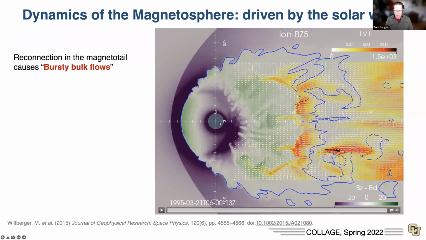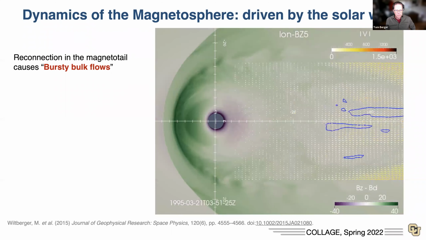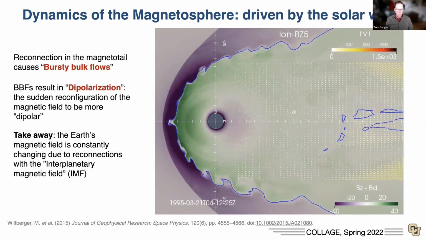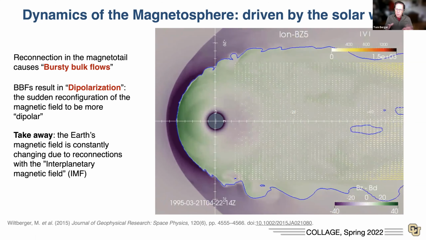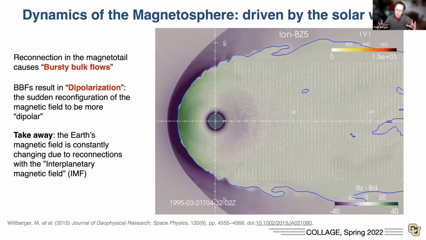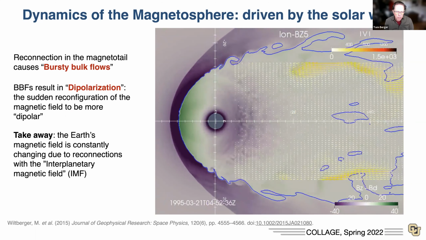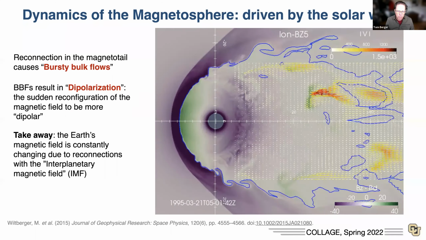So noon is here, midnight is here. But this is all coming, you have to imagine this as a 3D volume. And this is the particles coming back into the inner magnetosphere from the tail region in what we call these bursty bulk flows, for lack of a better term. And again, these result in dipolarization of the field. Now, that doesn't mean depolarization, it means dipolarization. The field kind of snaps back into a more dipole-like field. It's a funny term, but you will hear that a lot from magnetospheric people.